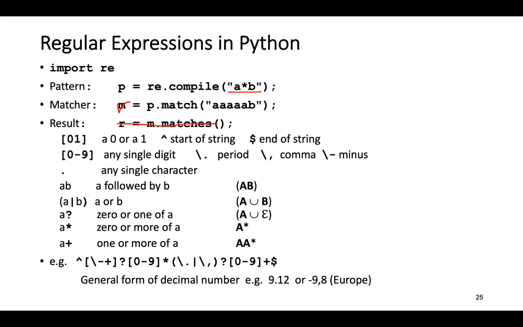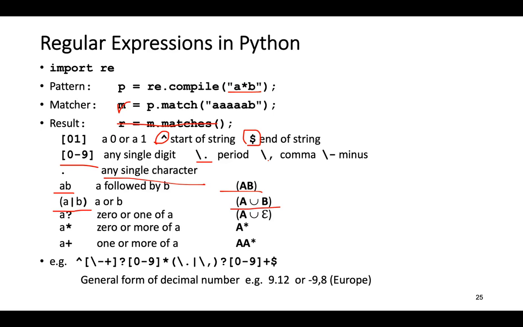If you have this, that means start of string, and this will give you end of string, and this means a range of characters from 0 to 9, so that means this is any single digit. This is the period, because the period itself is a wildcard for any single character, so you have to use this backward slash, and you need this backward slash for this comma and minus or that kind of thing. And this is a simple pattern which is the same as this, and there is another pattern, that will be like this.